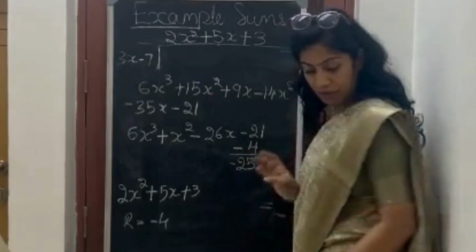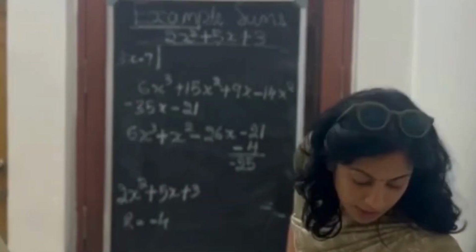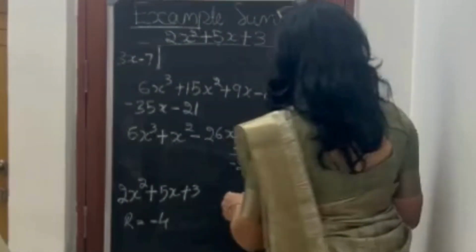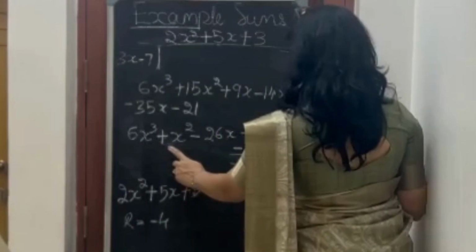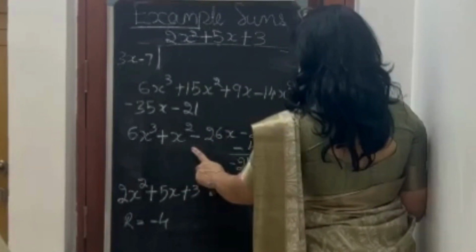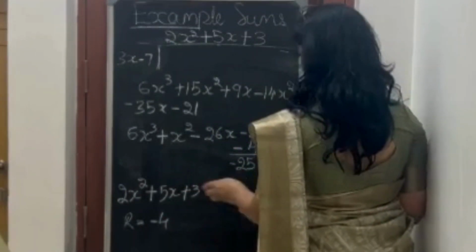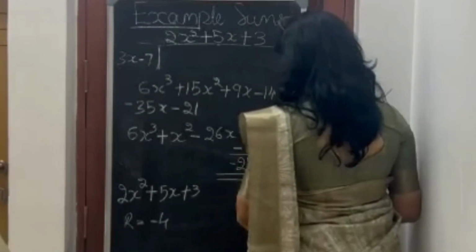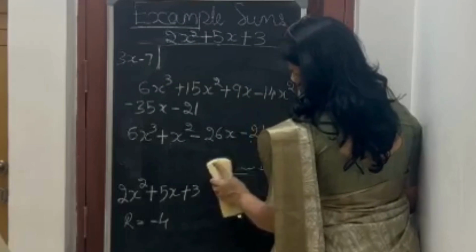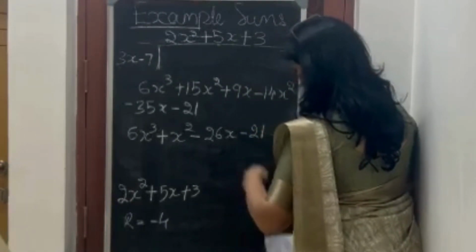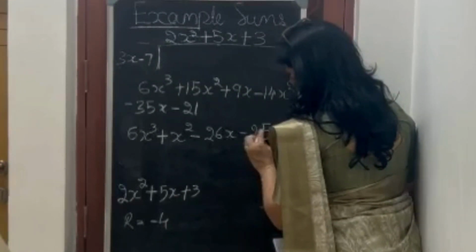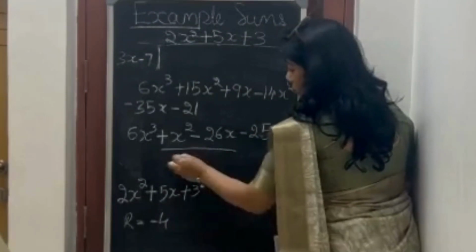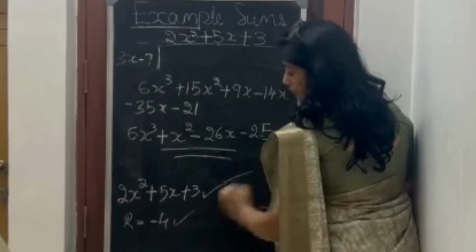Let me check whether my answer is correct. My question was 6x cube plus x square minus 26x and minus 25. So my answer is correct. Okay. This is my complete answer. When I add minus 4 here, this will become minus 25. So this answer is correct.